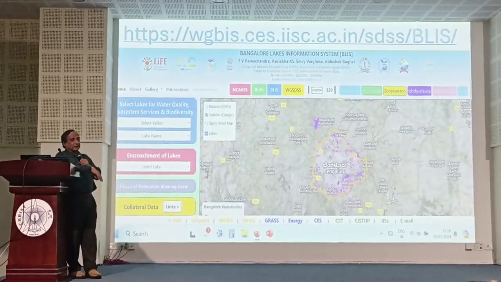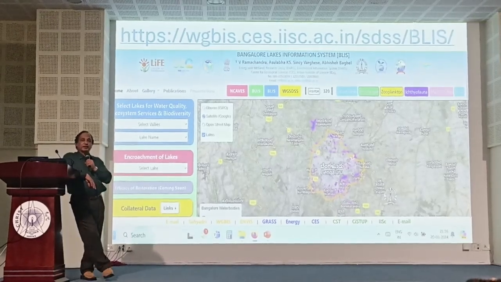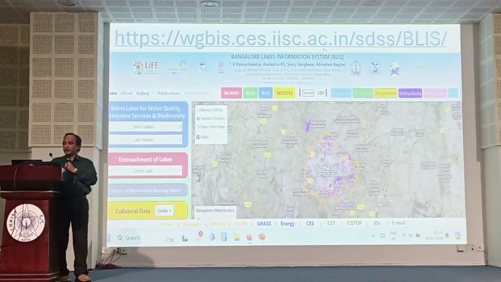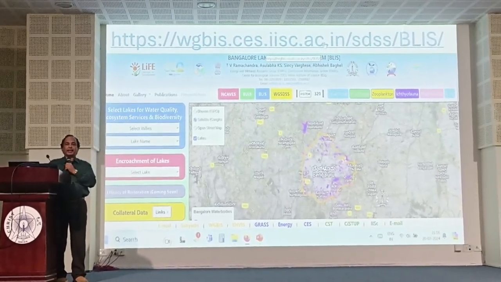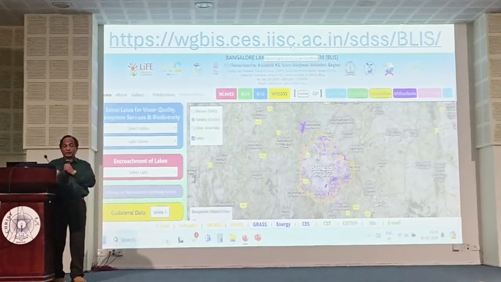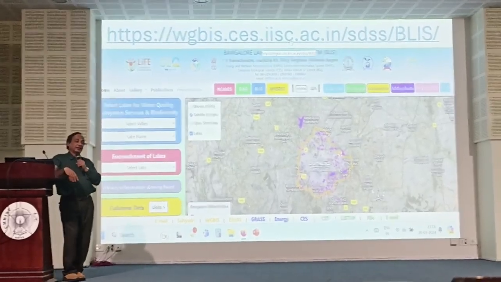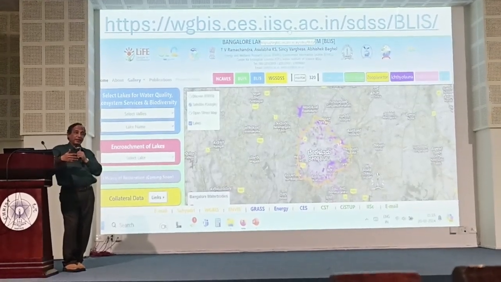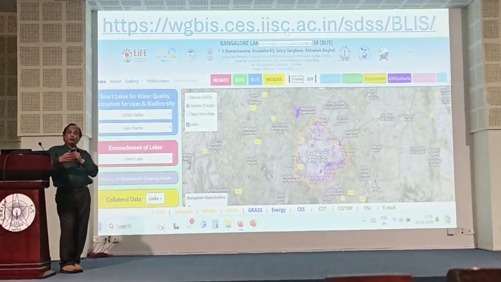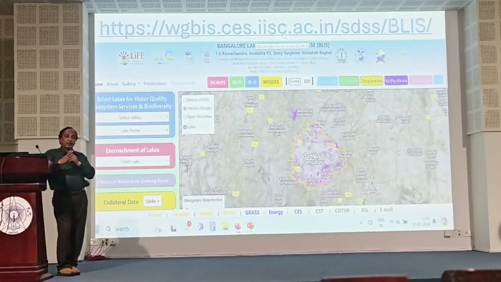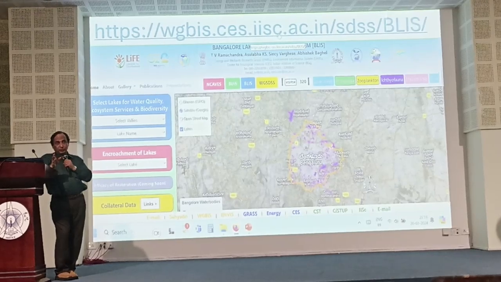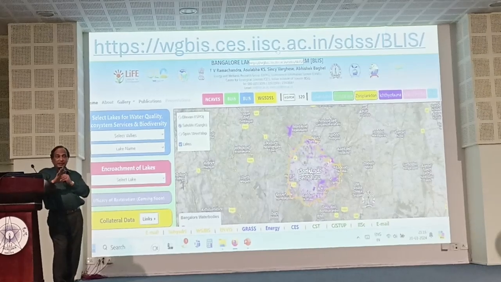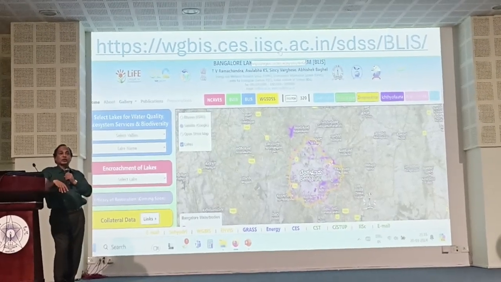We also developed the system called Bangalore Lakes Information System, BLISS. This is the portal you can access, where if you click on it, you will get access to the lake-wise details. What is the water chemistry? What kind of organisms are there? The fish, the zooplankton, algae, etc. If the water body is clean, what kind of fish composition? If the water body is contaminated, what kind of biological configurations are there? You can have a look at it.